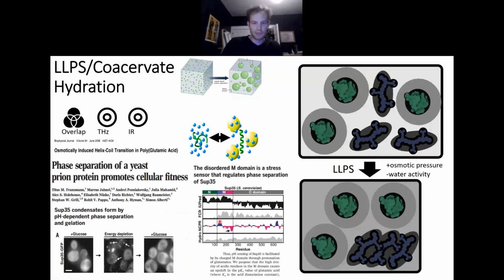And they say that in SUP35, it's the M domain, which has many negative charges, like a polyglutamic acid, that is important for sensing this. And they say, thus, pH sensing of SUP35 is facilitated by its charged M domain through protonation of glutamates. We propose that the high density of acidic residues in the M domain causes an upshift of the pKa value of glutamic acid, where it now becomes, instead of like 3.5, 6.5 or something, sensitive to yeast. But this can also just be seen as increasing the osmotic pressure inside of the granule, leading to the same effect.